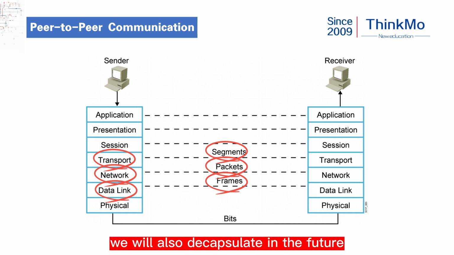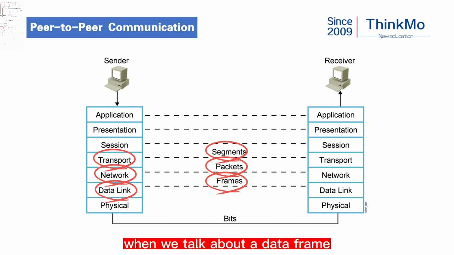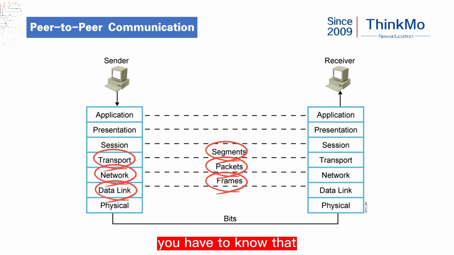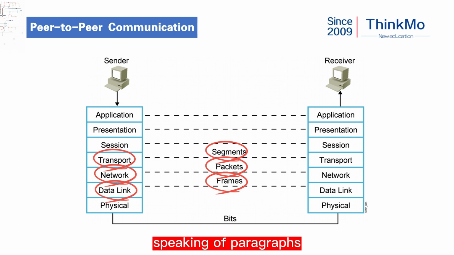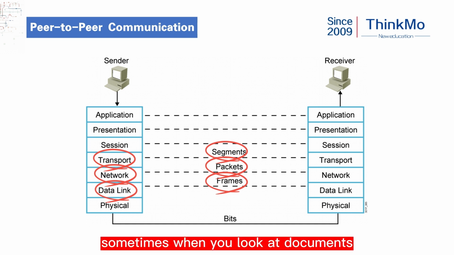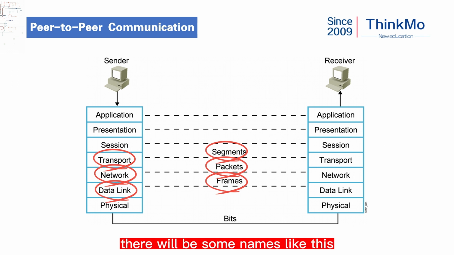We will also decapsulate in the future. So its fundamental meaning is this: when we talk about a data frame, you have to know that we are referring to the 2nd-layer concept. When it comes to a packet, it's the 3rd layer. Speaking of segments, it's the 4th layer. Sometimes when you look at documents, there will be names like this.